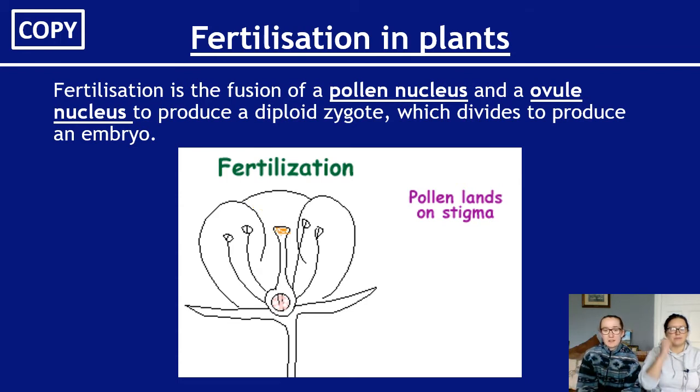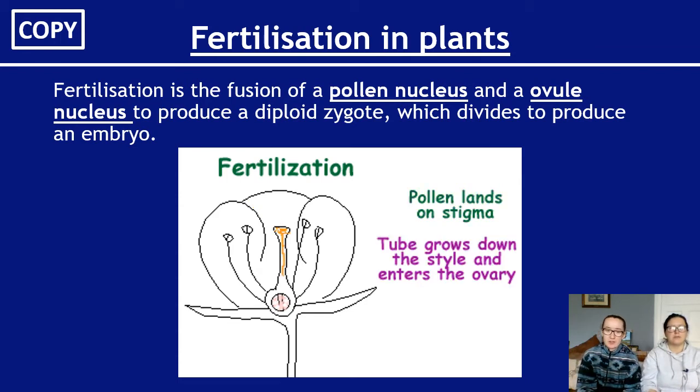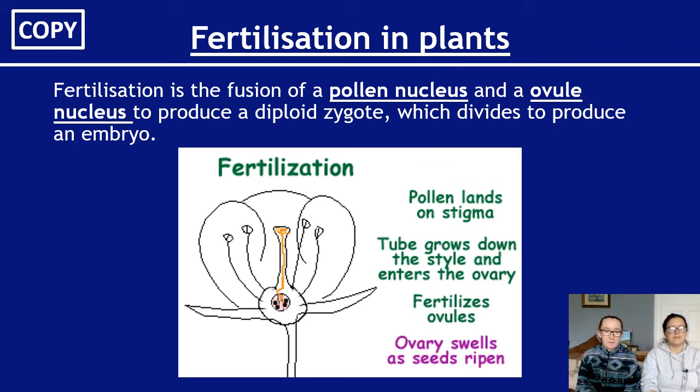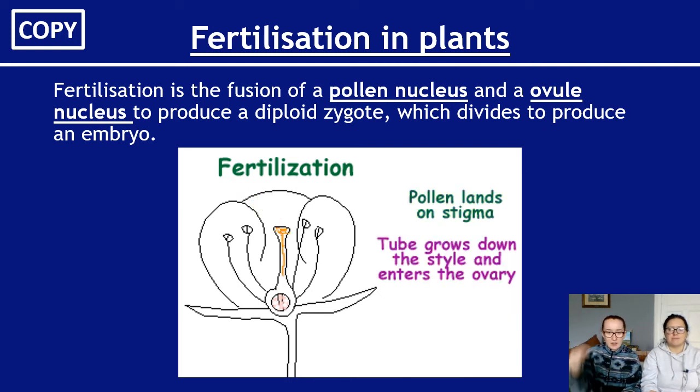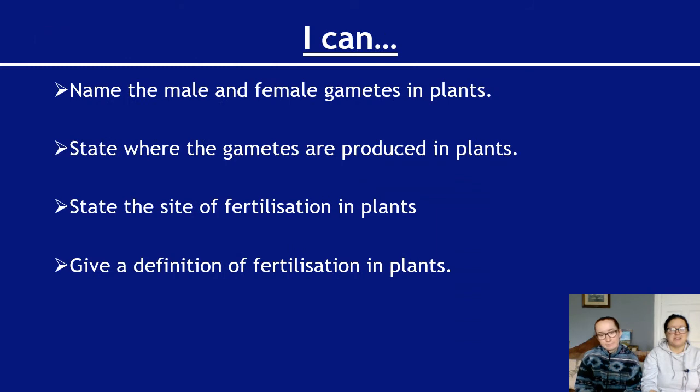So, fertilisation in plants, very, very similar to what it is in animals, just taking that original fertilisation definition and adding the plant words to it now. So fertilisation is the fusion of the pollen nucleus and an ovule nucleus to produce a diploid zygote, which will divide to produce an embryo. So almost identical to that in humans, but it says pollen instead of sperm and ovule instead of egg. And this gif shows quite nicely. Pollen lands on the top, it goes down the stigma and basically reaches the ovary. And that's it.